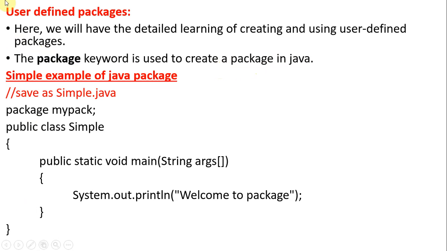See the example. You save this entire file as Simple.java. package is the keyword for creating a package, and the name of my package is mypack. So in front you have to place the package keyword. In that package we are going to create a class Simple. In it we have the compulsory main method, and there we print the message: welcome to package.